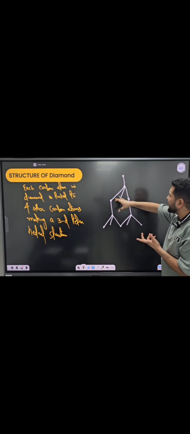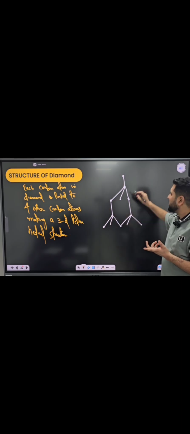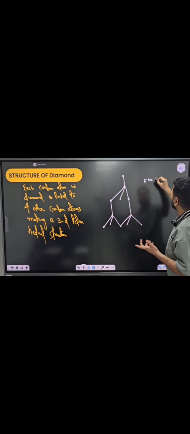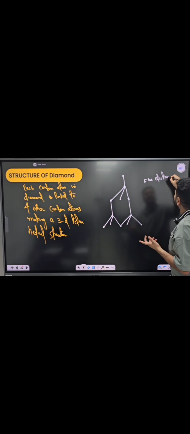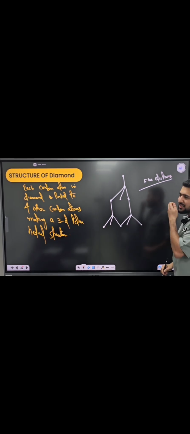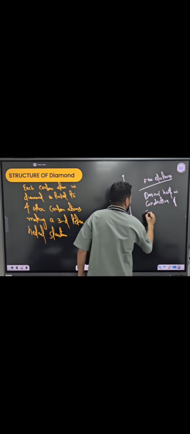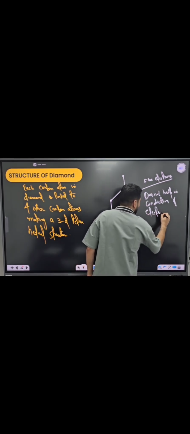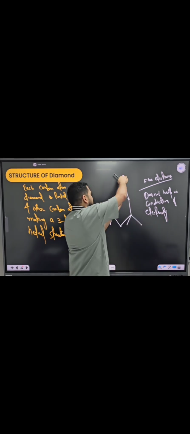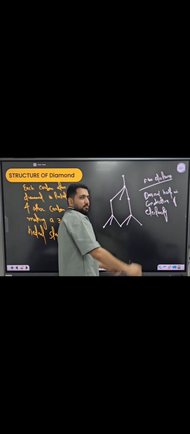Now, if I ask you one simple question, is there any free atom or is there any free electron? No, there is no free electron. As a result, this diamond does not help in conduction of electricity. Or we can simply say that that's why it's a bad conductor of electricity, right? Because there is no free electron. You can check that all the atoms are busy in bonding, all the electrons are busy in bonding.